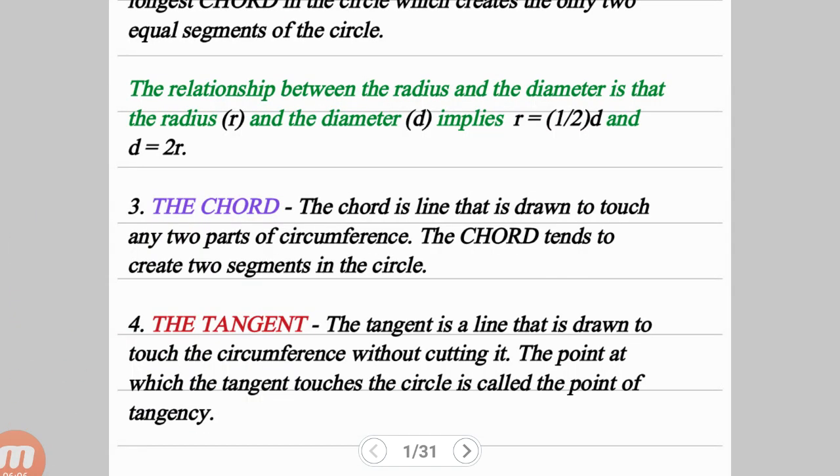So the chord is the line that is drawn to touch any two parts of the circumference. The chord tends to create two segments of the circle, which, as I said, there's a tutorial related to areas formed by sections in a circle. So the chord basically creates what are known as segments. Segment 1, segment 2. You may have half and half, a quarter and 3/4, 2/3 and 1/3, whatever the case may be. All right, so those are called segments.